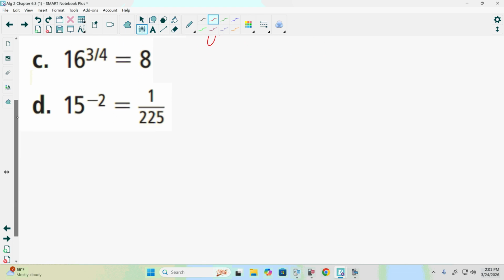16 to the 3/4 is equal to 8. This here would be what? Log base 16 of 8 equals 3/4. Log base 16 of 8 is equal to 3/4.